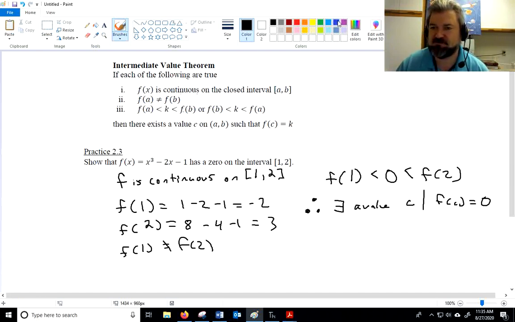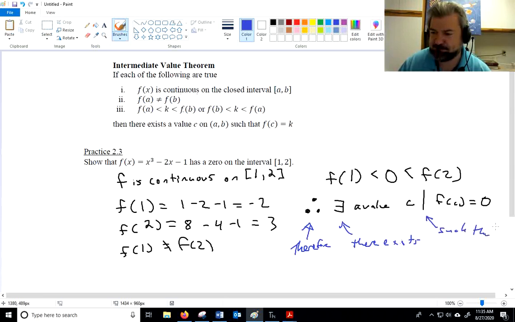So I'm using just a little bit of math shorthand. I don't recommend using it unless you're absolutely certain, but they do know it on the grading. But that means therefore, that means there exists a value c. That symbol there means such that. So you can see why mathematicians do that. That's a lot less writing, isn't it? But I figure, as long as you can read that kind of stuff, then you'll be fine moving forward.